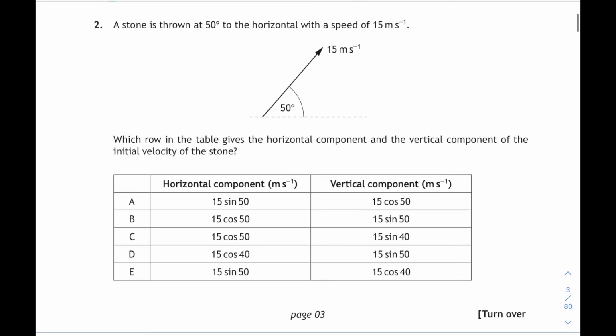Moving on, question 2. This looks like a projectiles question, and we are asked which row in the table gives the horizontal and vertical components of the initial velocity of the stone.